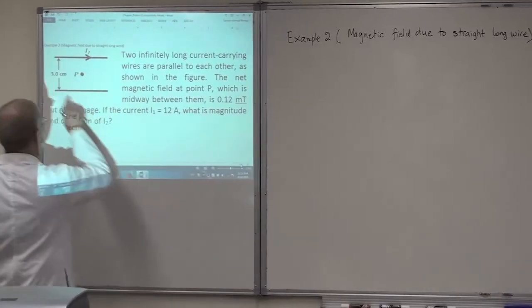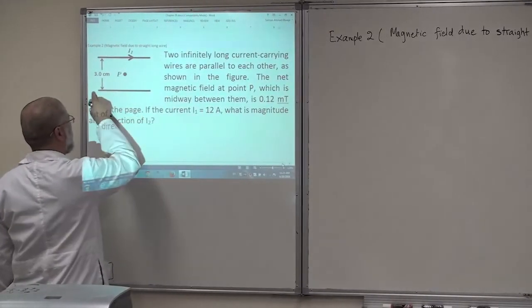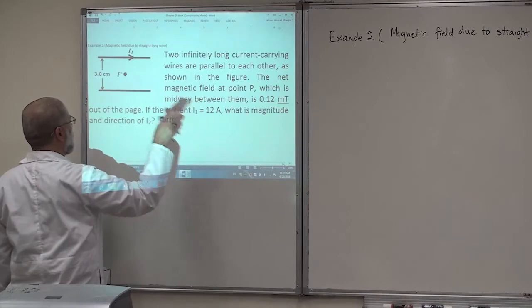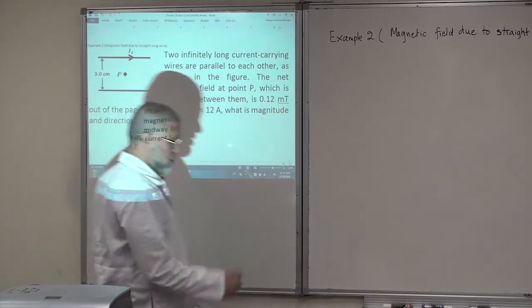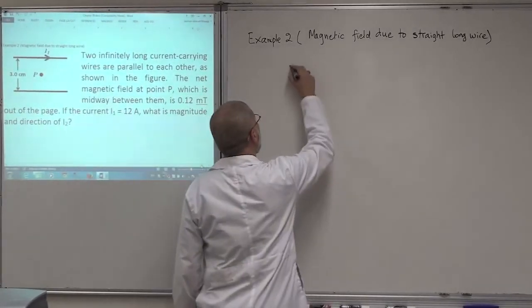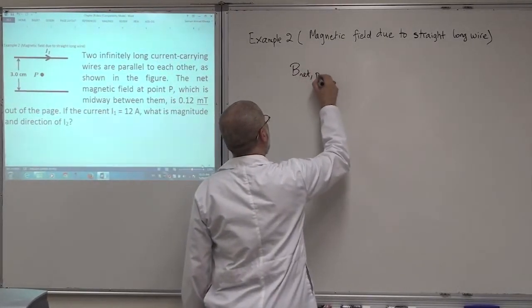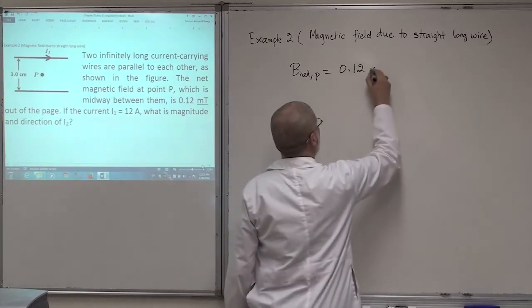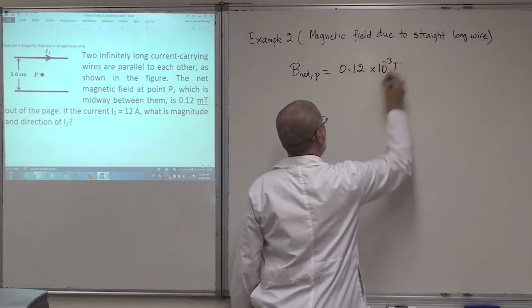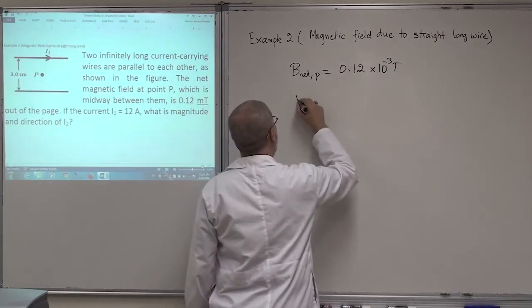Of course, I2 can be going either to the right or to the left. It cannot go otherwise. This current is going to the right. So B net at point P is 0.12 millitesla, which is 0.12 times 10 to the power minus 3 Tesla.